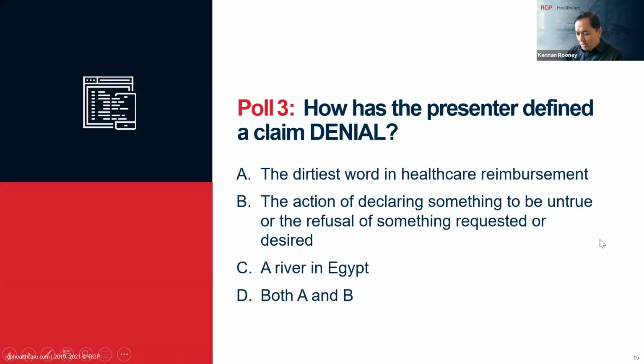Question number 3. How does the presenter, David, define a claims denial? The dirtiest word in healthcare. An action of declaring something to be untrue, or the refusal of something requested or desired, a river in Egypt, or both A and B?